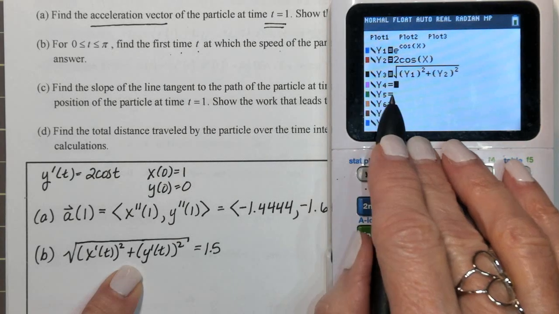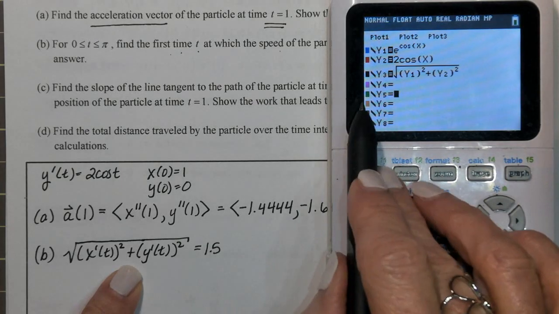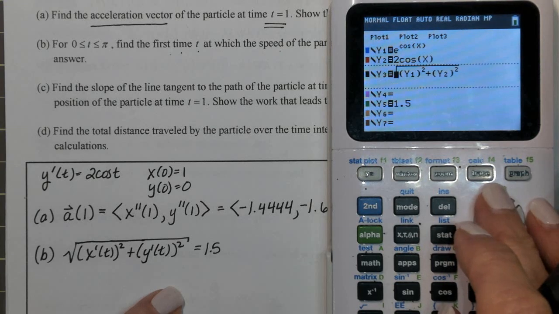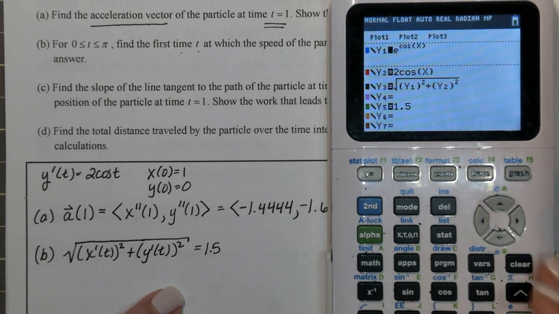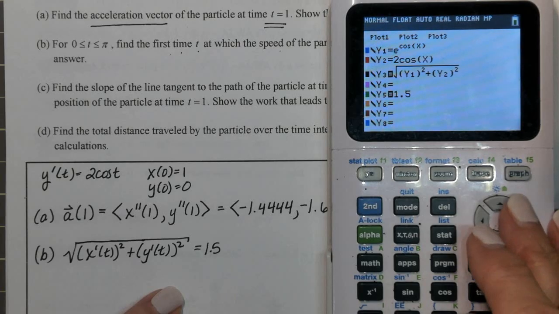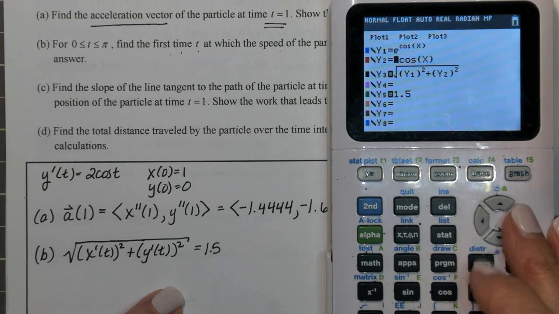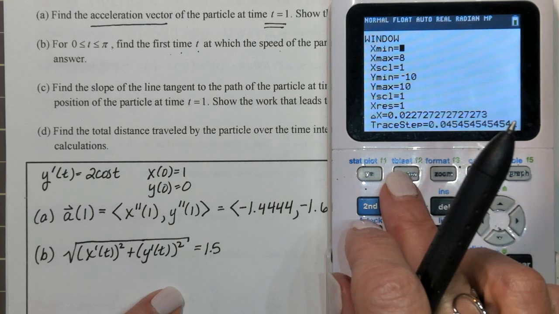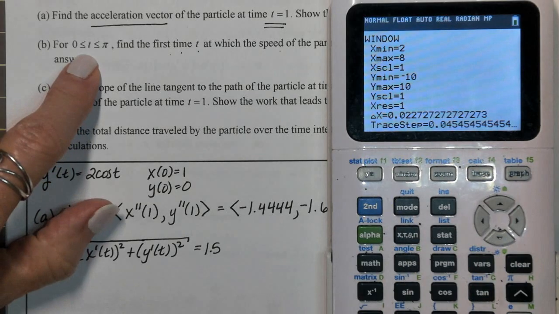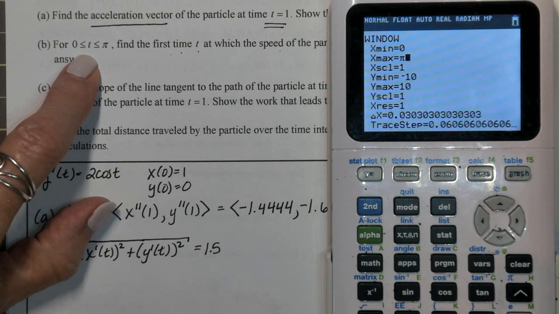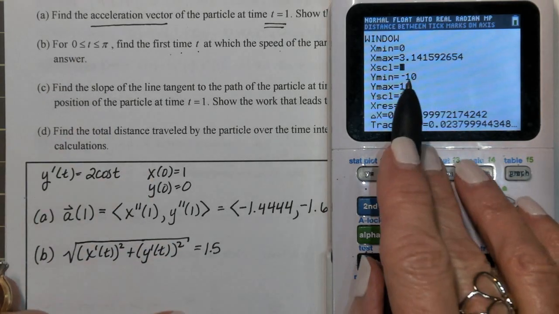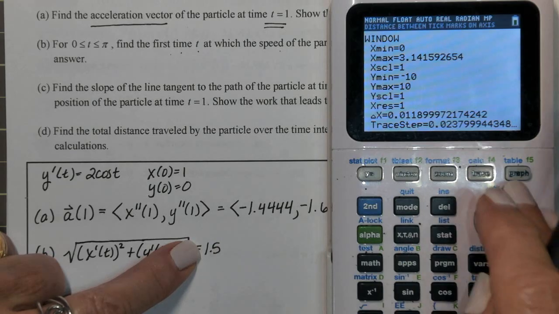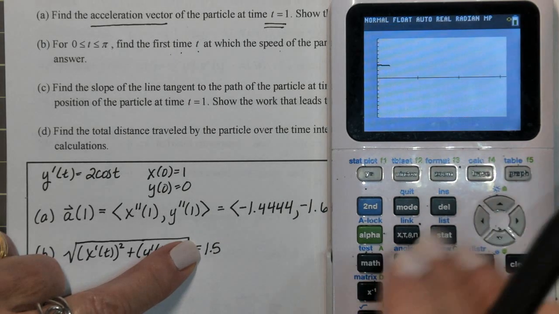This pink to me is too light, so I like to go down to a darker color. That green seems to work well for me. So I'm going to put 1.5 there. I don't want to see my y1. I don't want to see my y2, so I hit enter on those equal signs. Lastly, before I graph, I'm going to go to my window. I need to restrict it between 0 and pi. And I just need to make sure that my y's include 1.5. They do, so I'm just going to graph that.